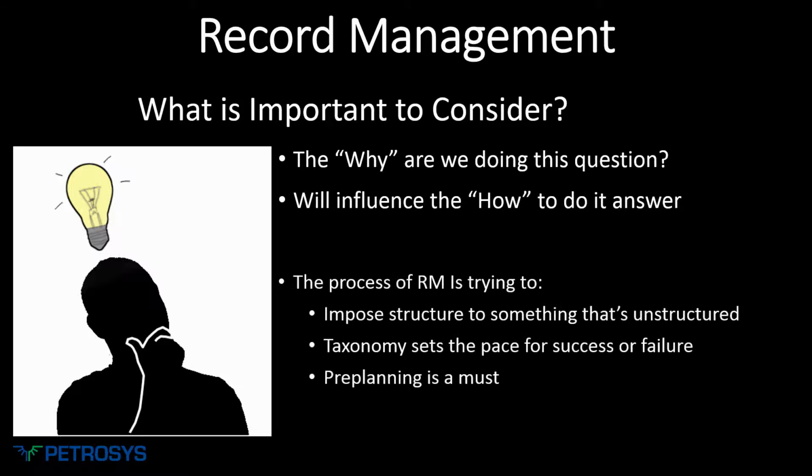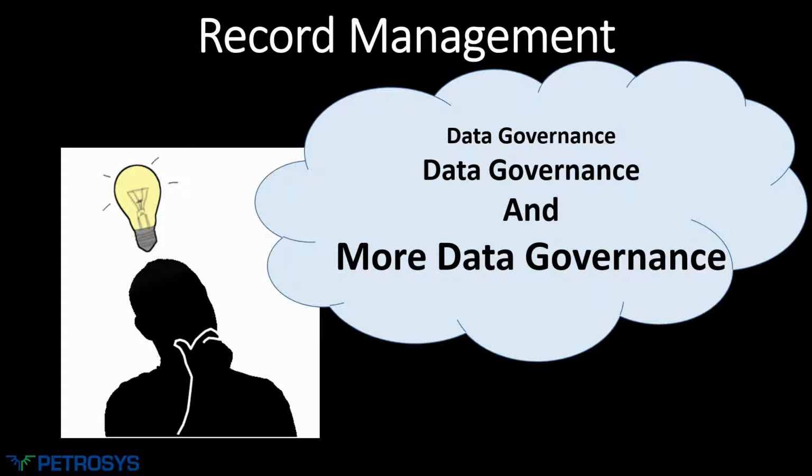Okay, and the process of RM, you can't forget this, is trying to impose structure to something that's not structured. We're trying to give some structure to something that's natively unstructured. All right, and the way you do that is coming up with classifications, groupings, subgroupings, taxonomies. The taxonomy sets that you want to define are really, really important, as they're going to set the pace for what questions, what things you can or can't do. So the pre-planning phase is just a must. I mean, we're talking about a data governance exercise. It is data governance and more data governance.